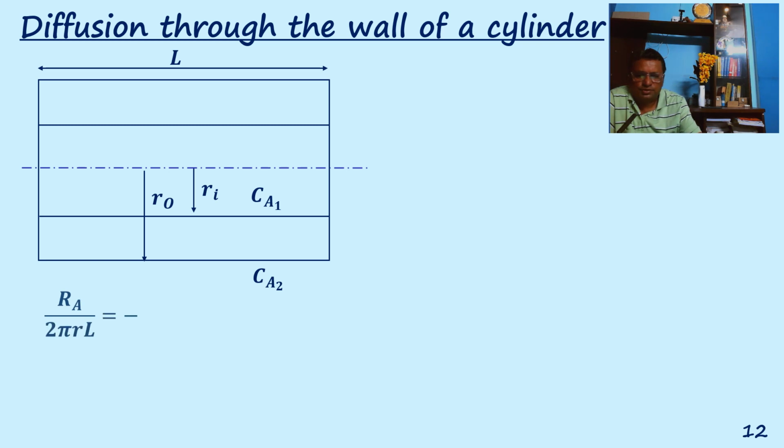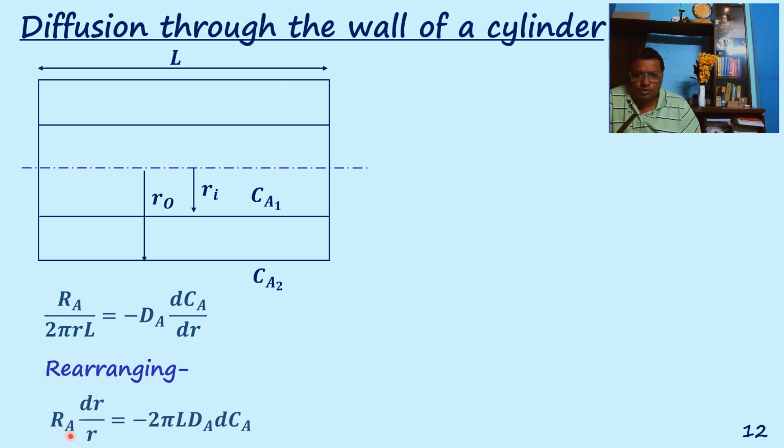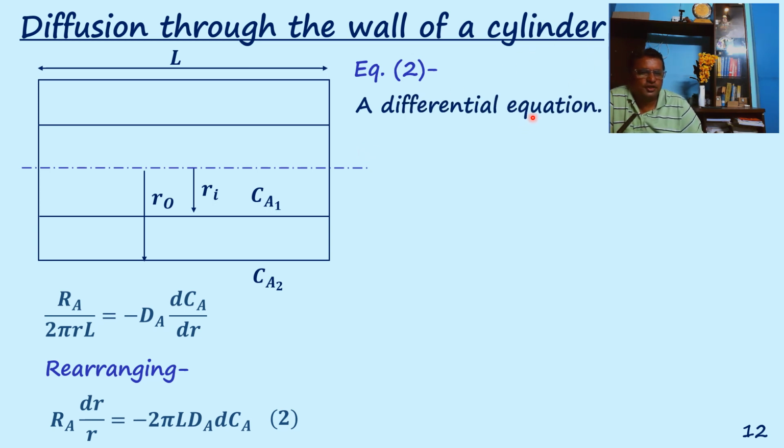Okay, so we had just written this equation, Ra upon 2 pi rL is equal to minus DA into dCA by dr. If you rearrange this equation, you'll write it like this. dr is brought to this side and all other terms are taken to the right hand side. So you have Ra into dr upon r is equal to minus 2 pi L DA into dCA. And if you call this equation 2, you can easily tell equation 2 is a differential equation.